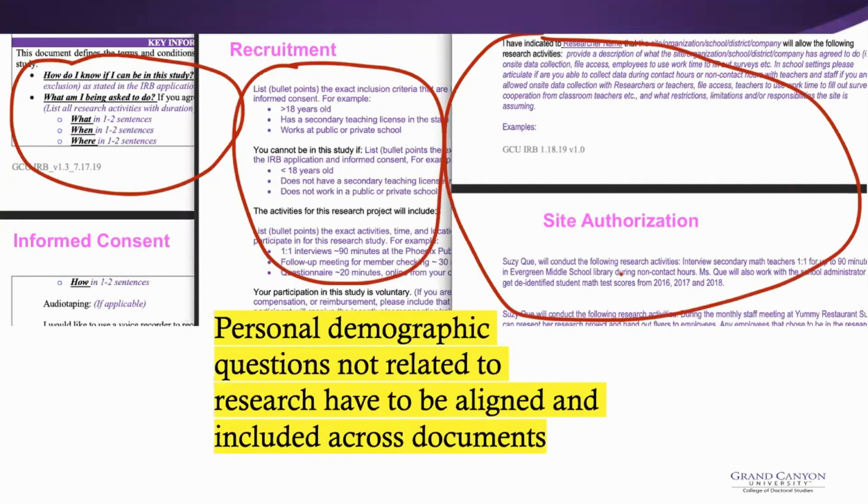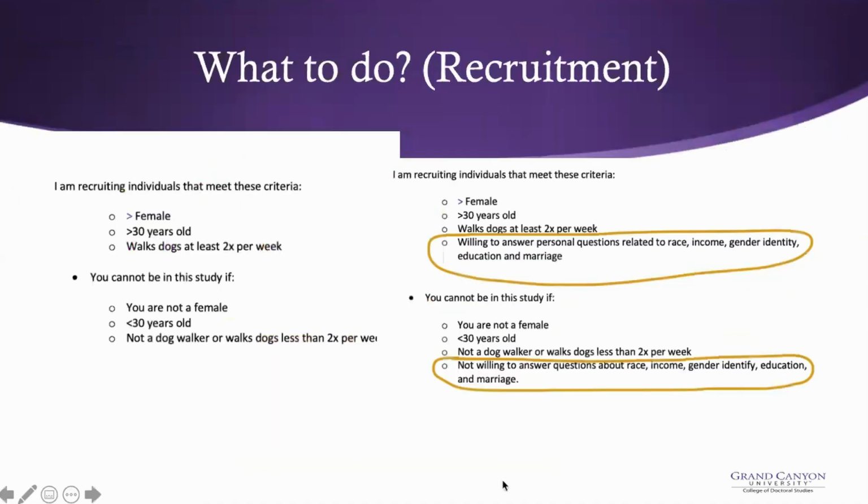Again, the information, personal demographic questions that are not related to this research have to be included across all of the documents. And let me show you what I mean by that. So let's say, for an example, your study is about the purpose of females who are over 30 years old who want to know the benefits of dog walking. So your recruitment criteria might be female over 30 years old who walks her dogs at least 2 times per week. And you can't be in the study if you're not a female, you're less than 30, and you're not a dog walker, and you don't walk your dogs 2 times per week.